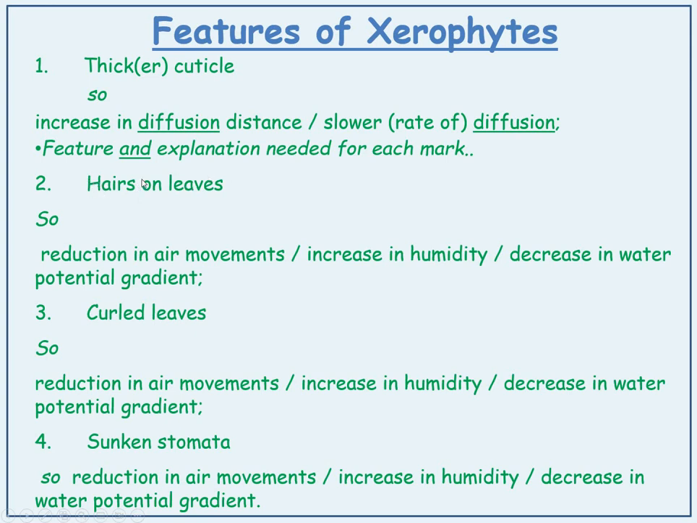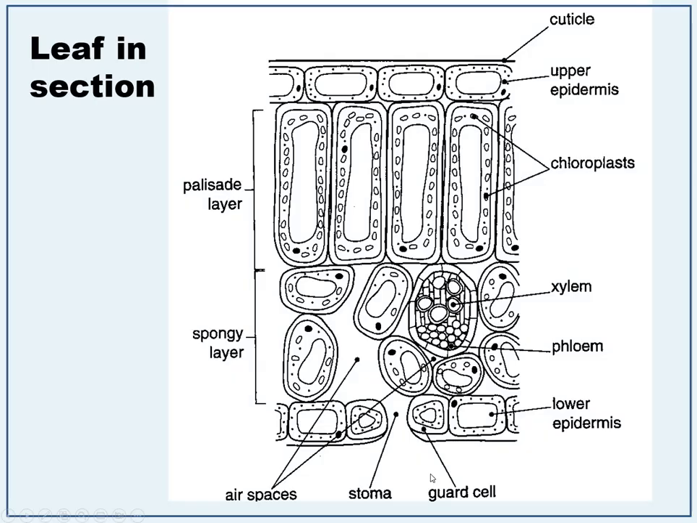But I would always say that most commonly in the mark schemes, it's hairs on leaves, decrease in water potential gradient. Curled leaves, decrease in water potential gradient. Sunken stomata, decrease in water potential gradient. I would also add to that and say which reduces the rate of transpiration. Just because mark schemes change every year, you never know, you might as well put more and definitely get the mark. Some math skills now, but before we do that, I'm just going to go over the layers of the leaf.